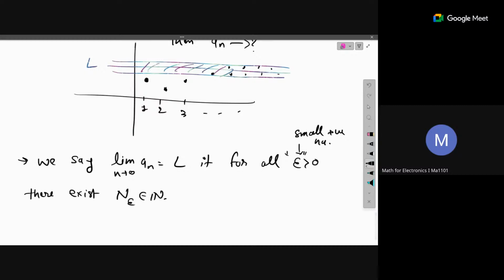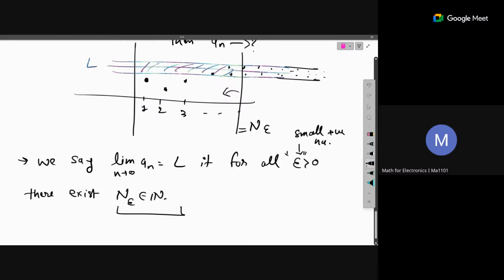So ultimately, we want to find a stage. This is your stage N_epsilon, in such a way that it is possible that some of the terms lying before this N_epsilon are outside this particular rectangle strip. But after this N_epsilon, all terms of the sequence should lie in between this rectangle strip. That's why this is known as N_epsilon, and why is it epsilon? Because it depends on your choice of epsilon.